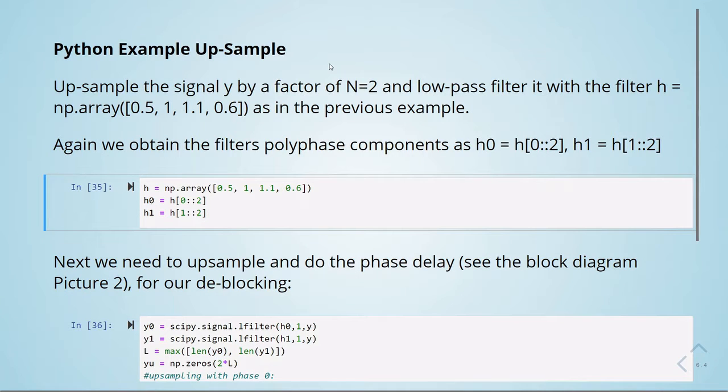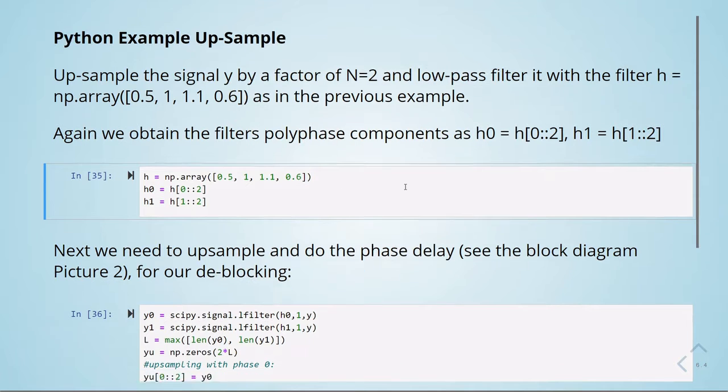So here's an example for the upsample. We will upsample the signal y by a factor of n equals 2, and we will low pass filter it with the filter given by this array here, as in the previous example. So again, we obtain the polyphase filter components, H0 and H1. This is our impulse response. These are our polyphase components.